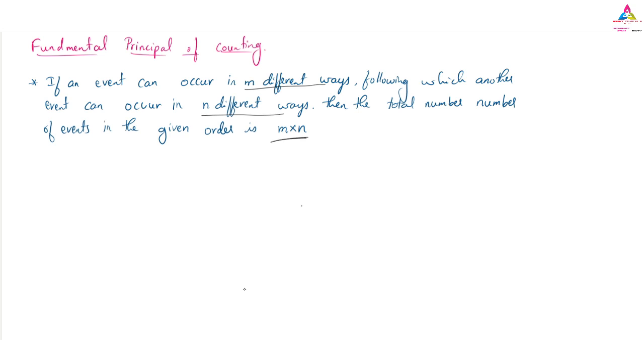Where can we use this fundamental principle of counting? Considering the previous example, we are considering two different events. The bag is one event. There are two bags, one orange and one black, so we have to choose either the orange color bag or the black color bag. There are only two chances, so the m value here will become 2, because one is black bag b1 and the second one is an orange bag.